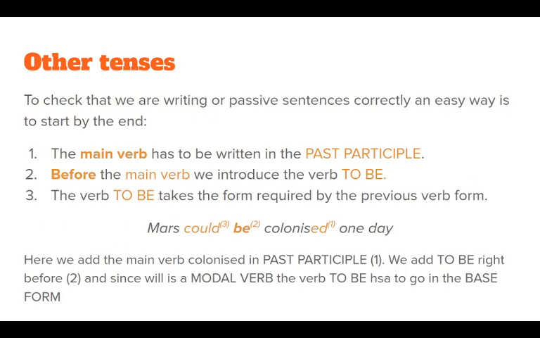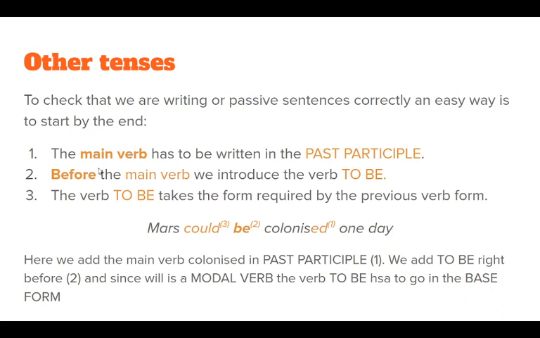Now, bearing in mind these two ideas, we can use three simple steps to turn every possible verb tense into a passive sentence. So first, it's better to start by the end.